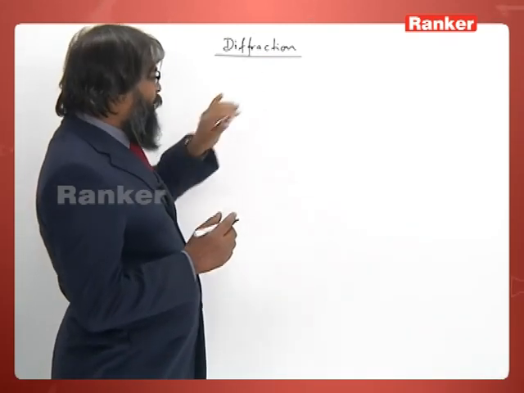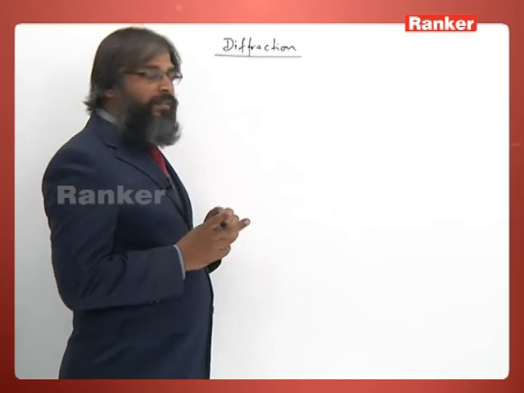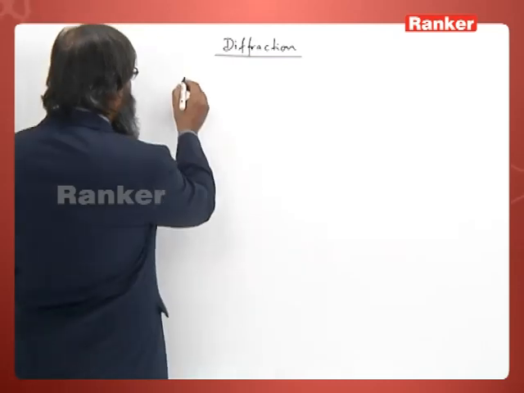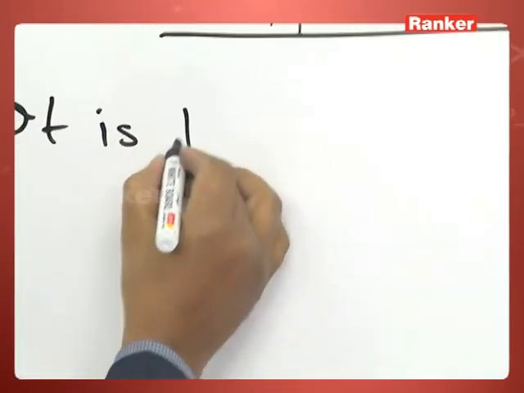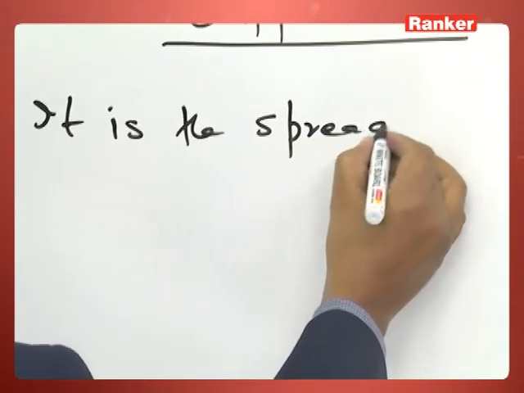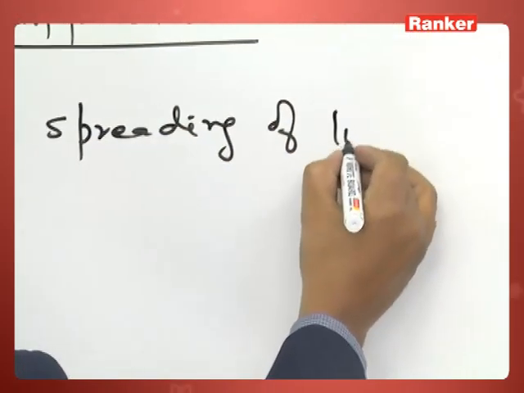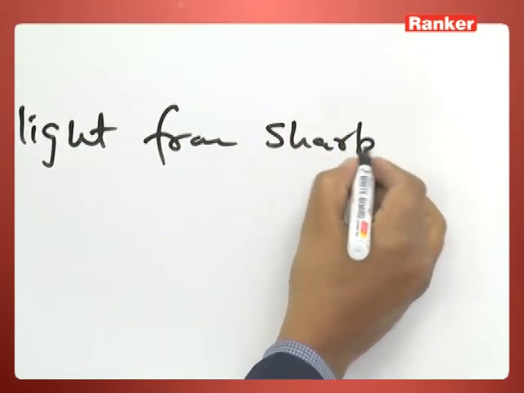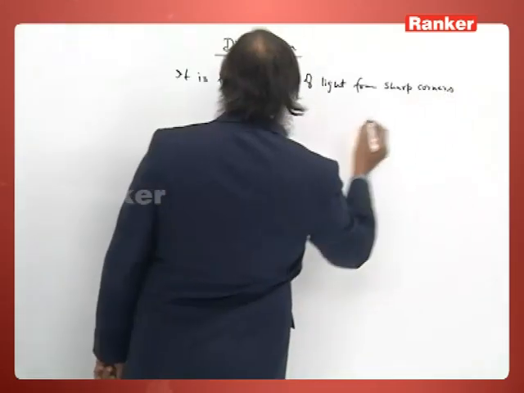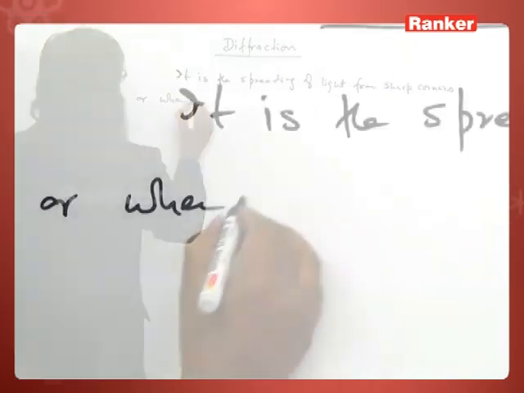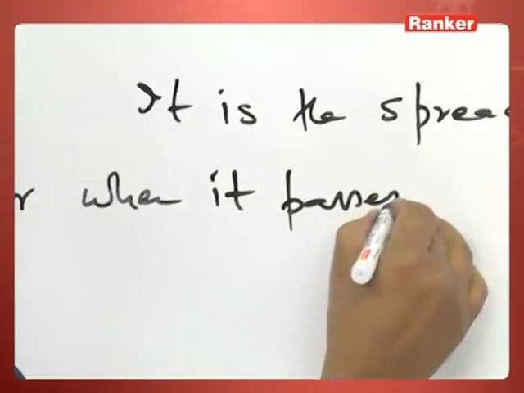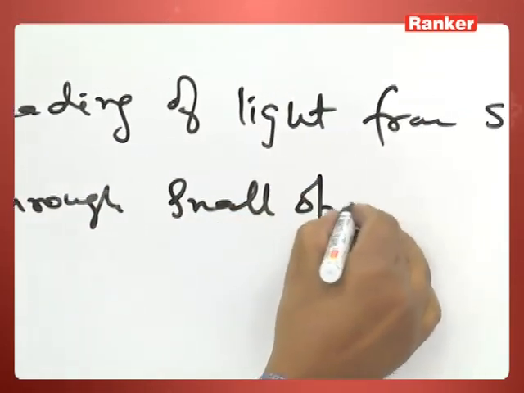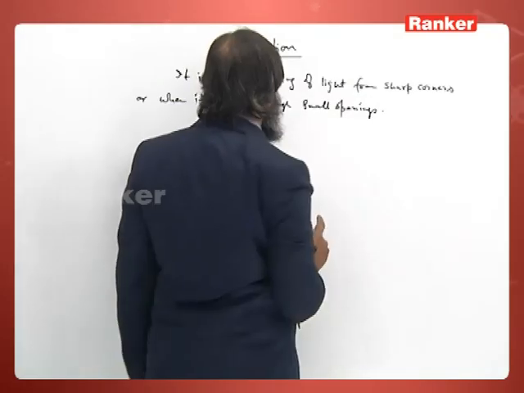The whole of diffraction will be studied under the headings of Fresnel diffraction and Fraunhofer diffraction. So first of all, diffraction is the spreading of light from sharp corners or when it passes through small openings. This is what diffraction is.